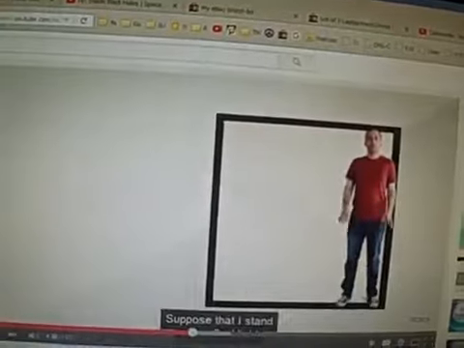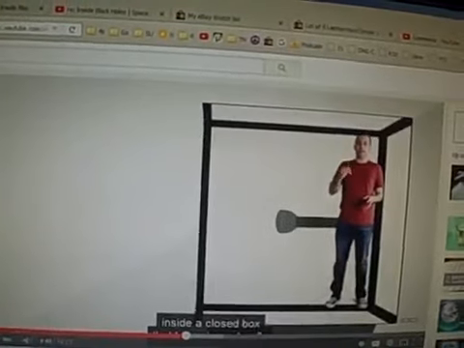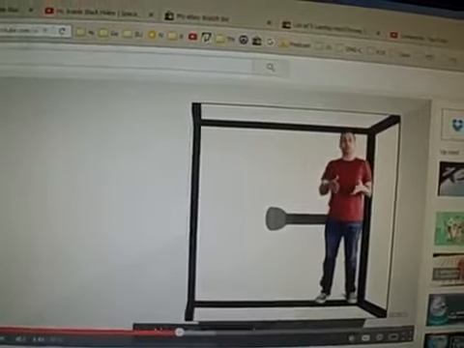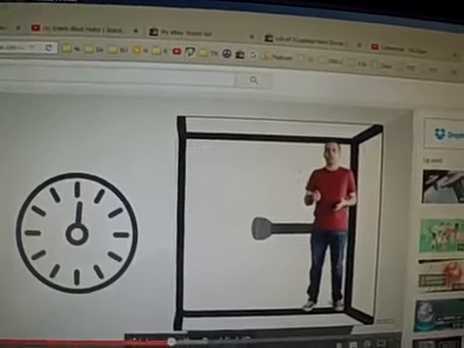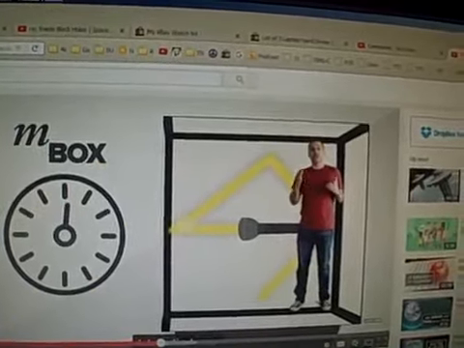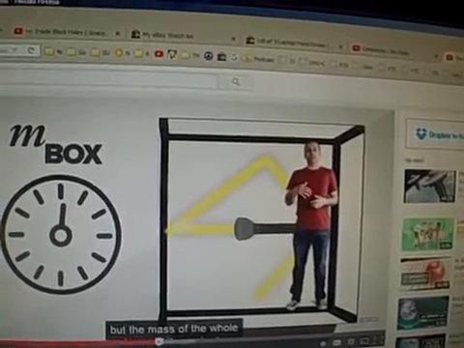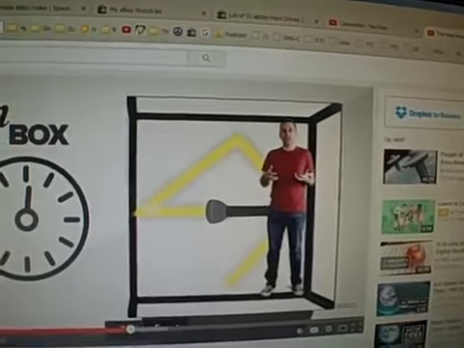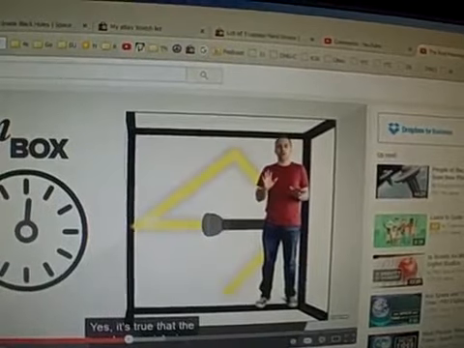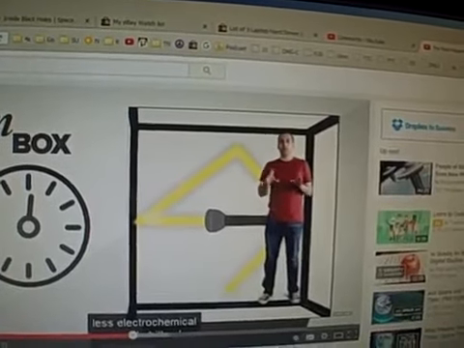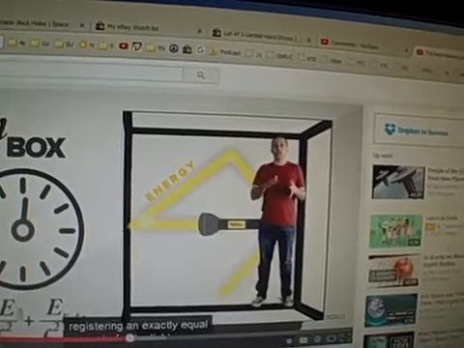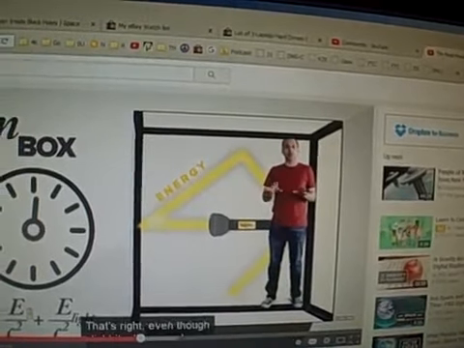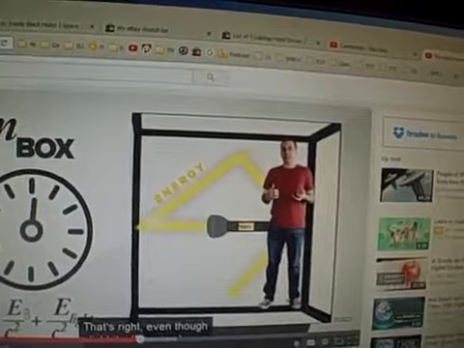Another example. Suppose that I stand with a flashlight inside a closed box that has mirrored walls and is resting on a scale. Will the reading on the scale change if I turn on the flashlight? Watch this. Interestingly, no. The flashlight alone will lose mass, but the mass of the whole box and its contents will stay fixed. Yes, it's true that the scale is registering less electrochemical energy, but it's also registering an exactly equal amount of extra light energy that we're not allowing to escape this time. That's right. Even though light itself is massless.